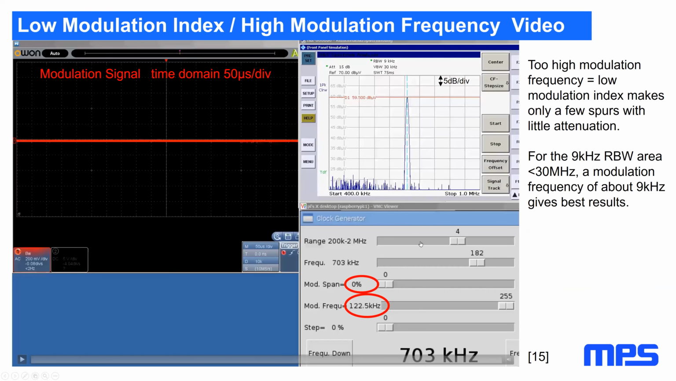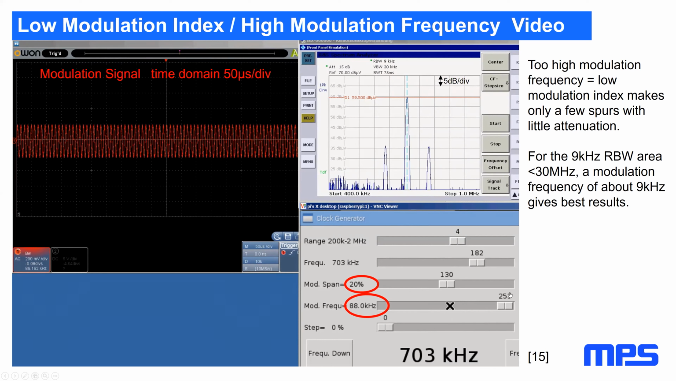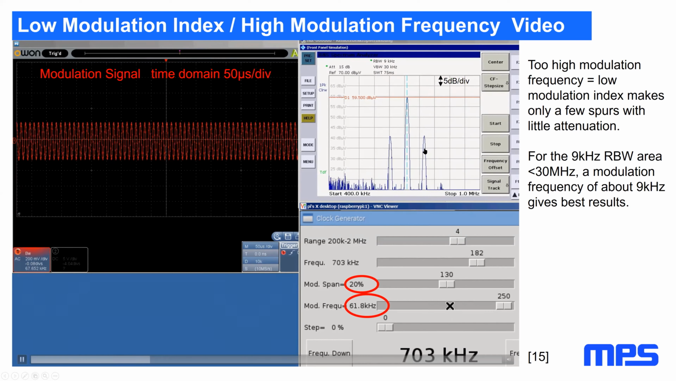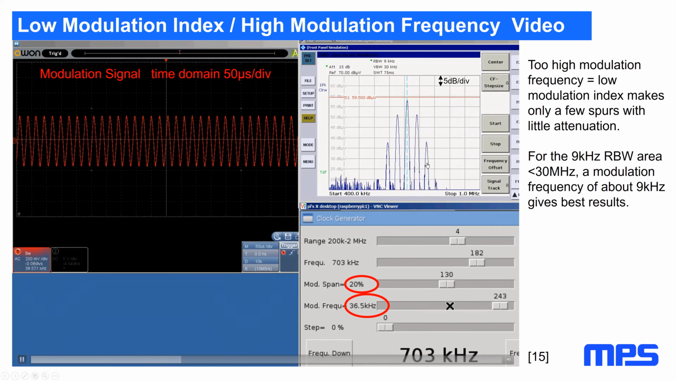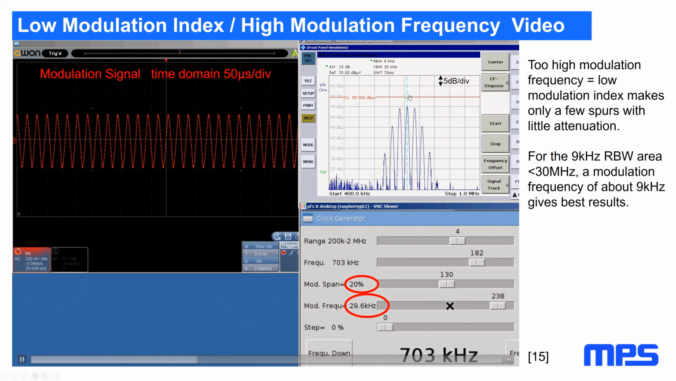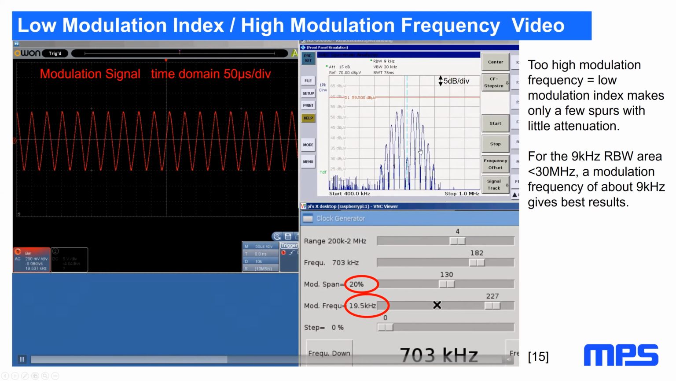And I will give you an example here. With low modulation index at high modulation frequency, we start at 122 kilohertz. So here you see the modulation signal. Here you see the spurs. So you see nice two spurs, 122 kilohertz apart. And if we reduce the modulation frequency, we see now that the spurs go up. We get more and more spurs. And actually the main also goes down. But we are still relatively high.